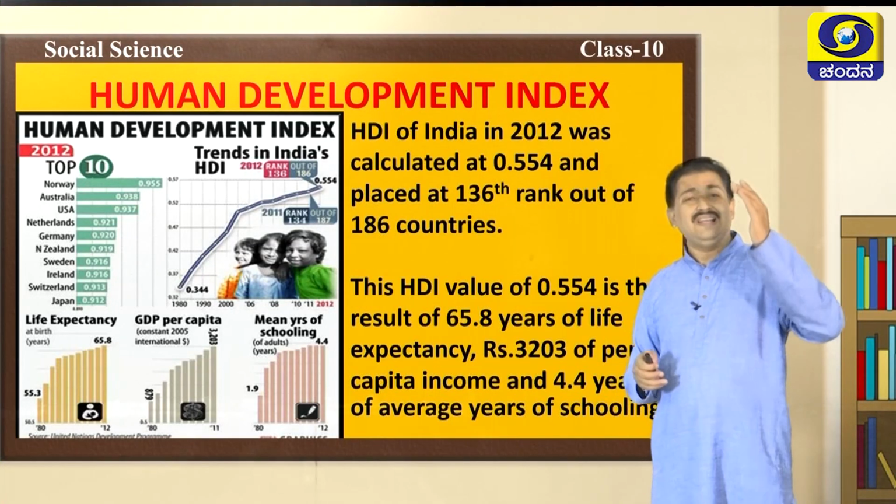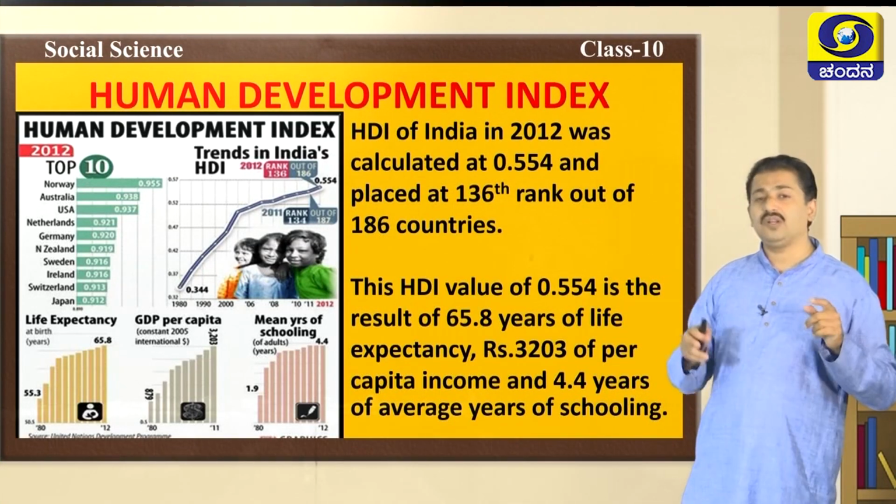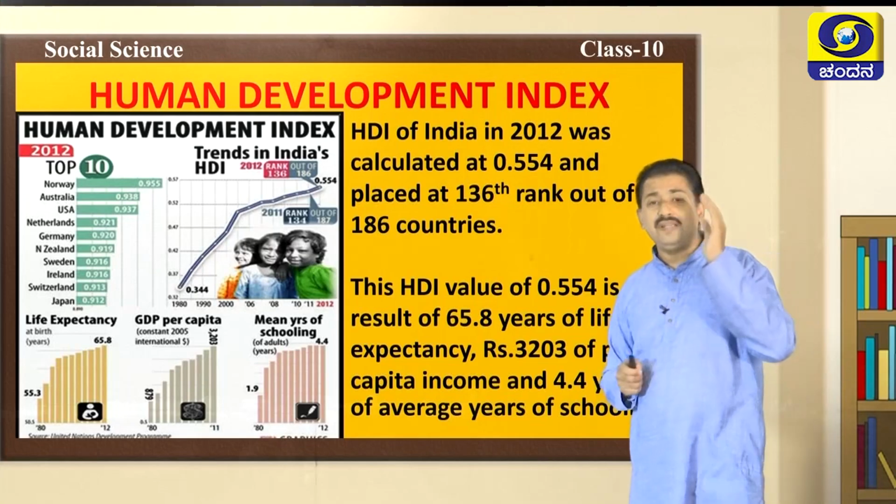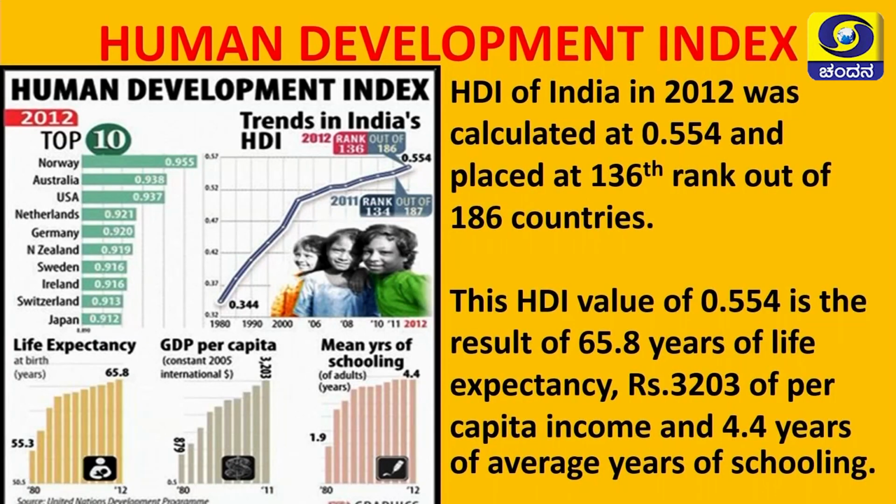Dear students, it is given in your textbook. You observe the Human Development Index and the standard of different nations and where India actually stands. As per this, in 2012, let us see the HDI of India. The HDI of India in 2012 was calculated at 0.554 and placed at 136th rank out of 186 countries.